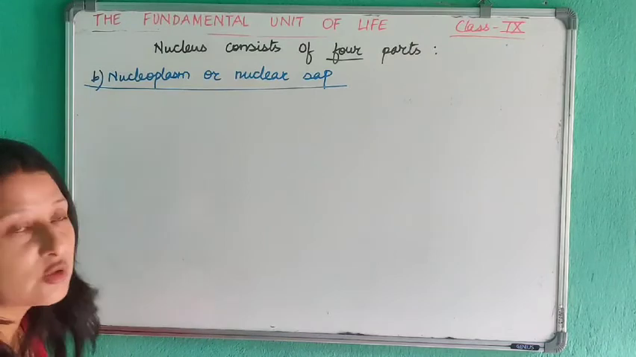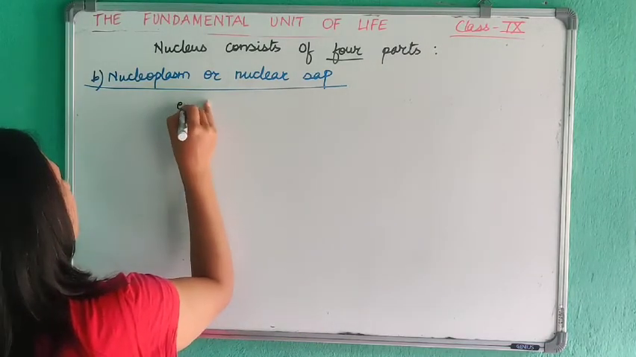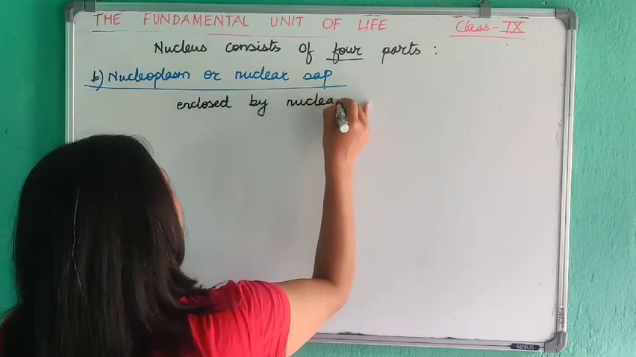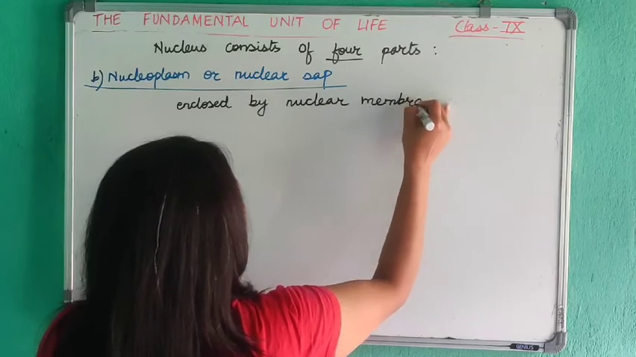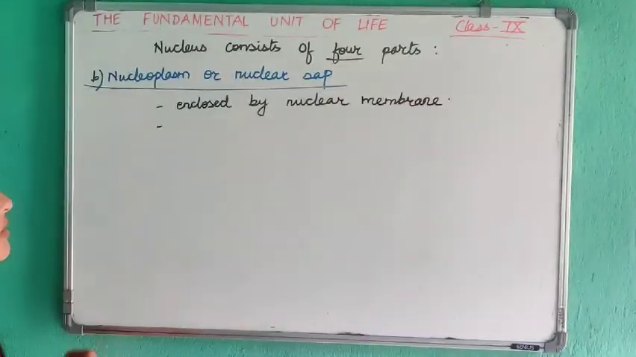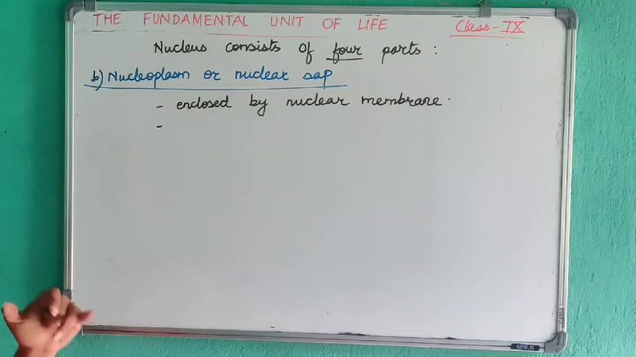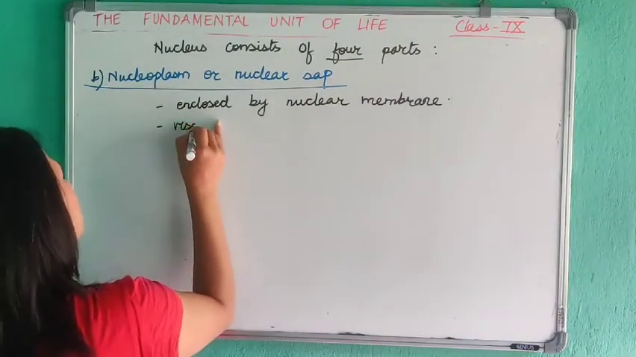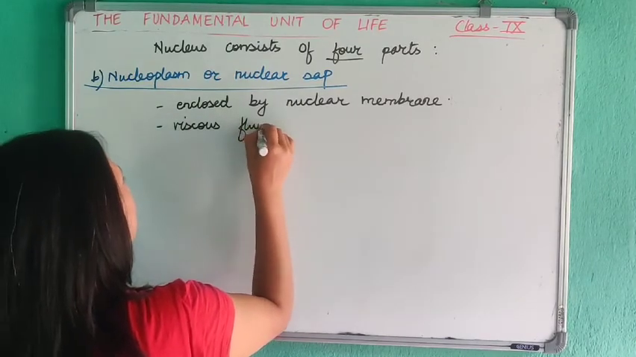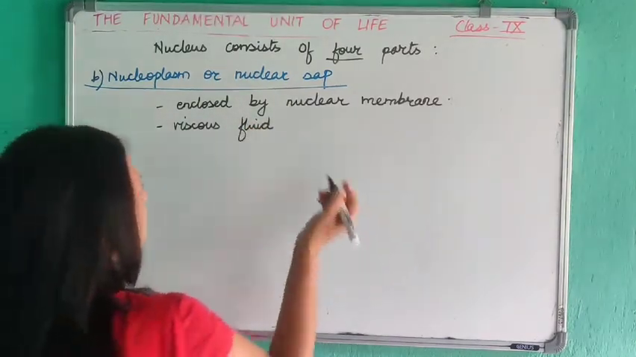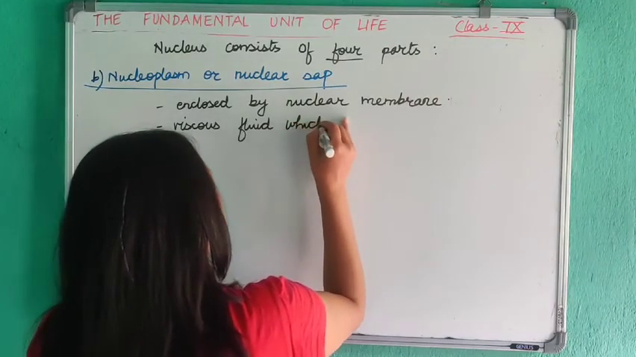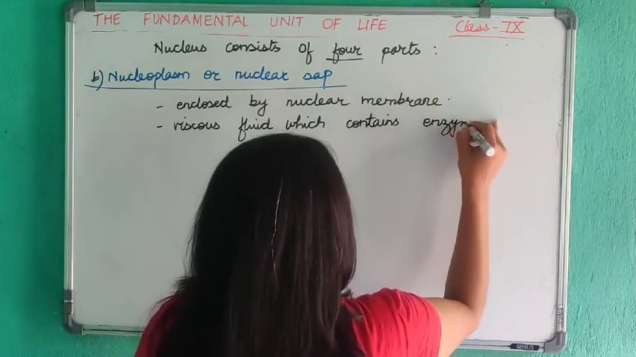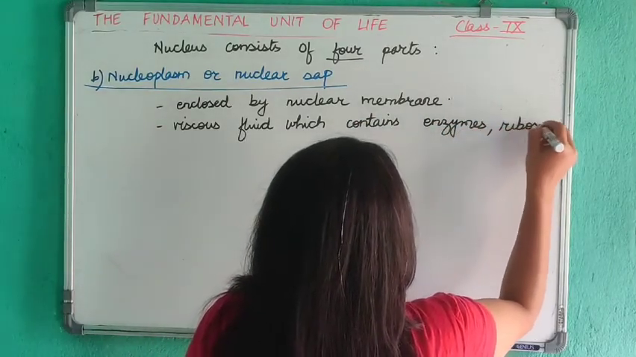Now, this nucleoplasm or nuclear sap is enclosed by nuclear membrane. Nuclear membrane भित्र हुन्छ नि त. Okay, nuclear sap. It is present inside the nuclear membrane. Okay, and it is a viscous fluid. Viscous भनेको thick, बाक्लो fluid हो. It is a viscous fluid which contains enzymes.